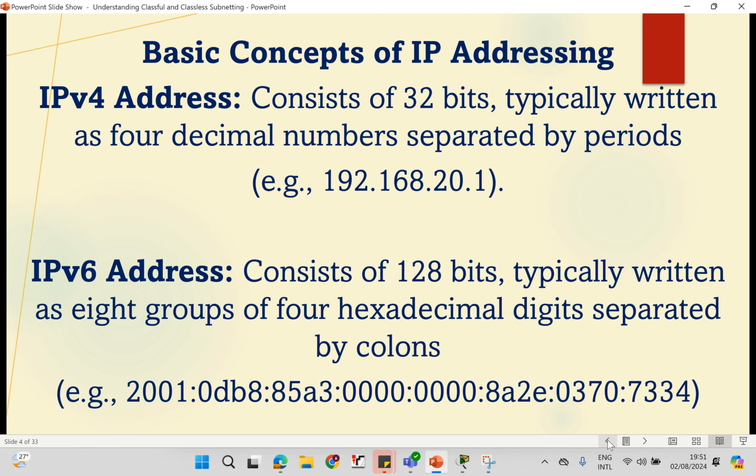Please, I want us to pay attention to this part. This is the most important part of our study, because once you understand this part, it becomes easy for us as we continue to progress in our training. The basic concept of IP addressing, we have what we call IPv4 address. I know some of us already understand that we have IPv4 and IPv6. Now, what is IPv4? IPv4 consists of 32 bits that is typically written as 4 decimal numbers separated by periods. So, 32 bits.